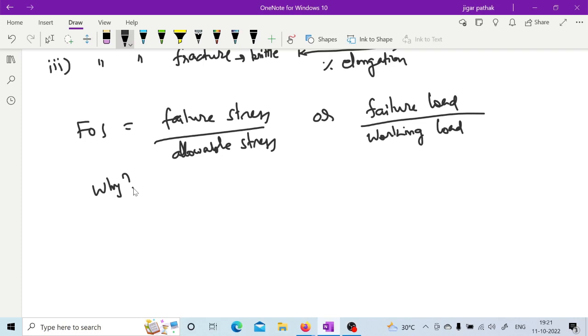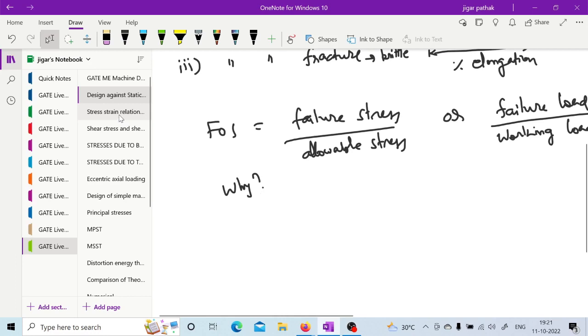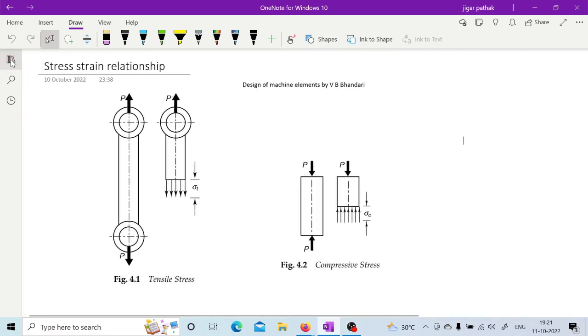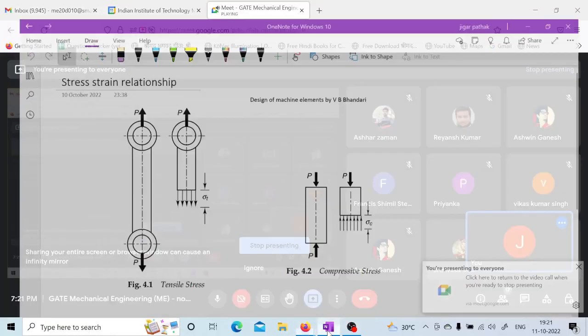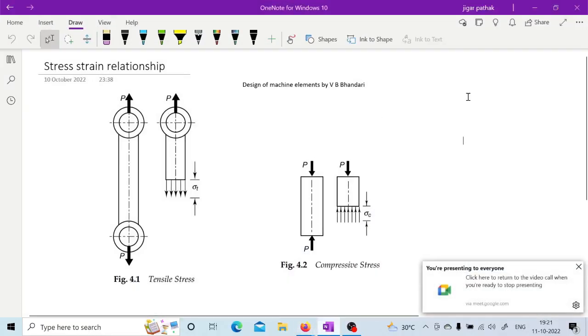So once you have an idea about this, then we can move to the next thing, I guess, and that is the stress strain relationship, right? Here I guess all of you must know about tensile stress and compressive stress, right? But before that, if we want to define stress, can anyone have an idea about stress? Hello.